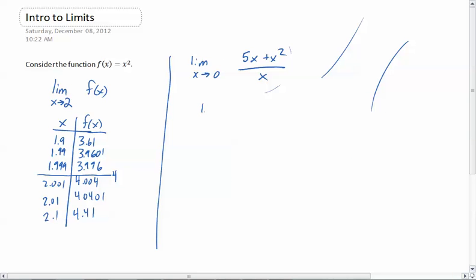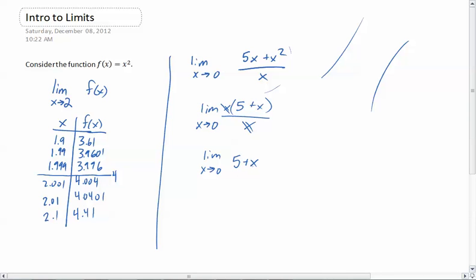We're going to factor out the x, so 5 plus x over x, and then I cancel those out. If x were anything except for 0, you could do that. You could factor out the x and cancel them out, which would leave you with the limit as x approaches 0 of 5 plus x.